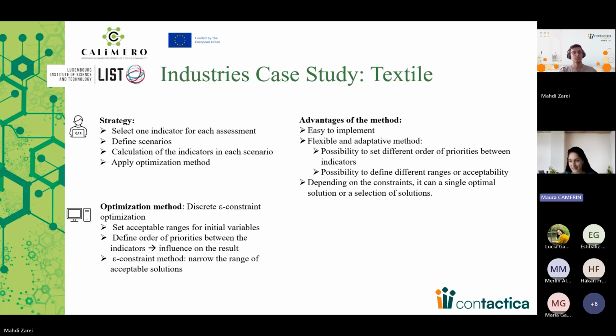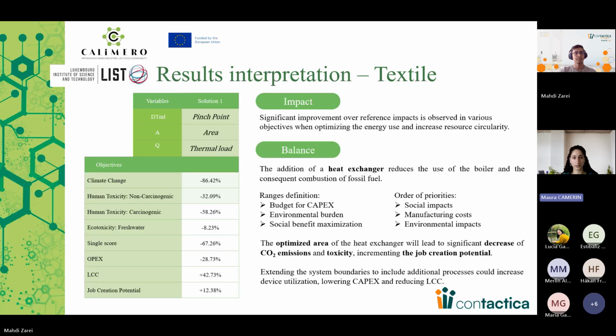I will come back to this in the advantages of the method, which is easy to implement and also flexible, because depending on the needs, the order of priorities can be changed, and the ranges can be narrowed or extended. As we said, we can have up to one or several solutions, depending on how broad the ranges of definition are. If they are quite strict, we might find only one solution, but if they are quite broad, there might be a group of solutions. In the next slide, we can finally have a look at the results.